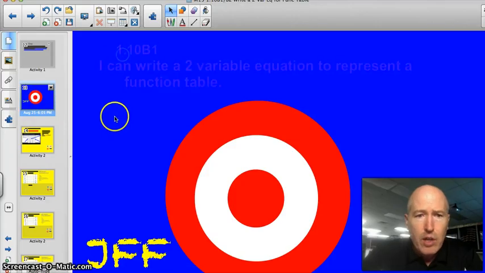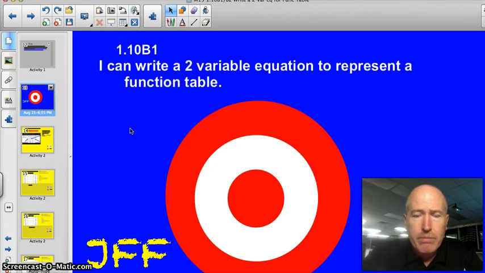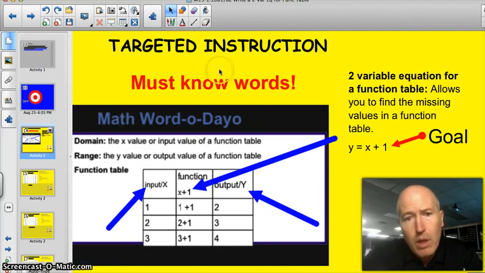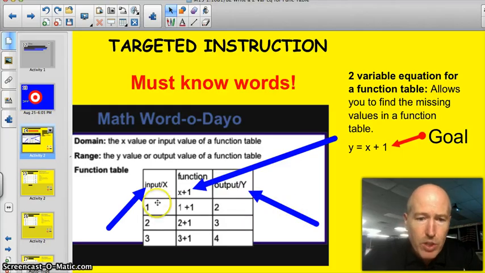Tonight, officially our target is 1.10b1. I can write a two variable equation to represent a function table. We have the same must-know vocabulary as we had last night. We have domain, which are the x values over here, we're pretty good at those now, and we have the y values over here. This is the range.